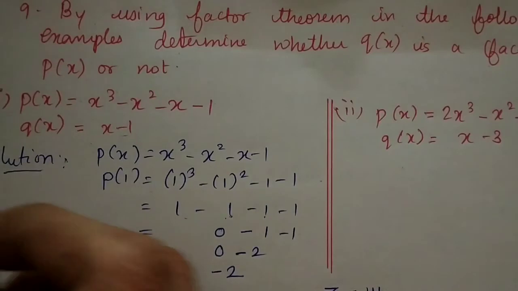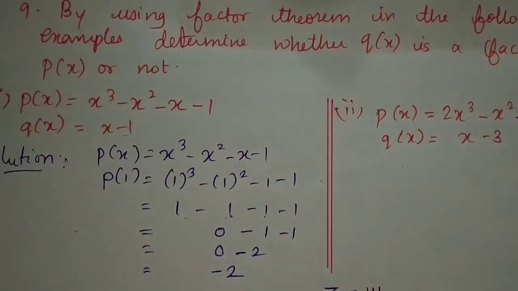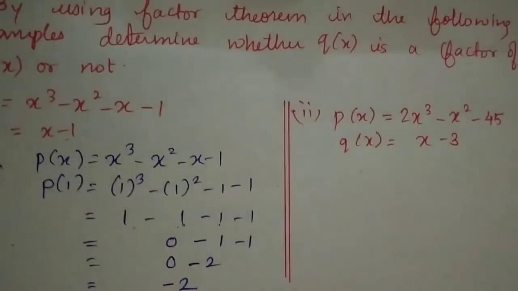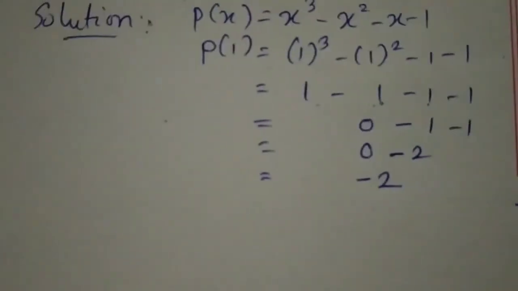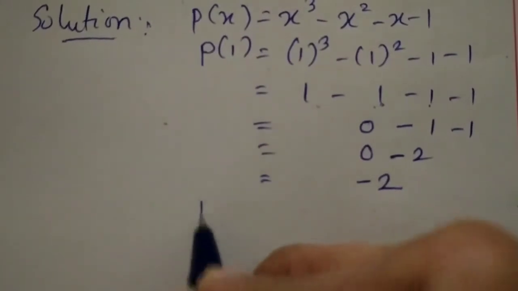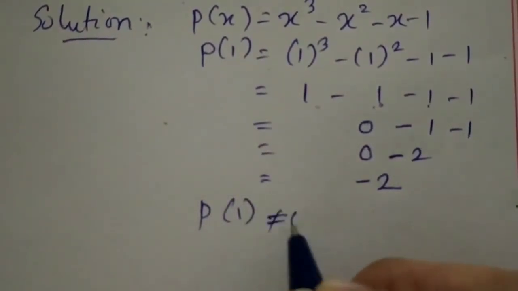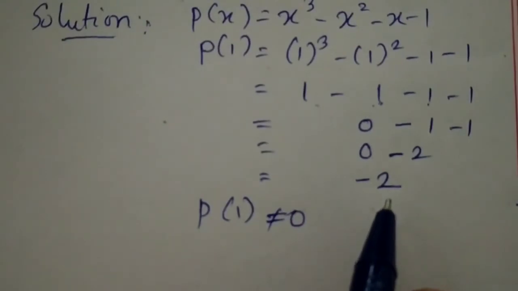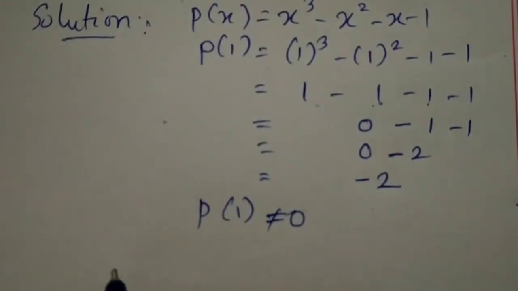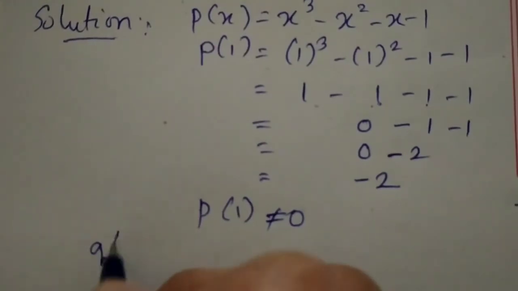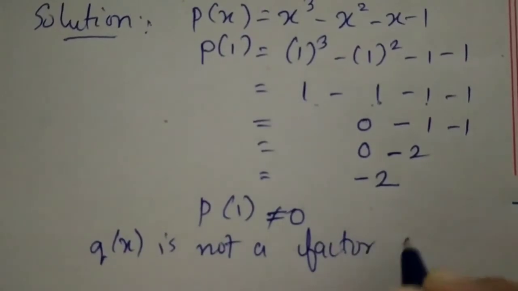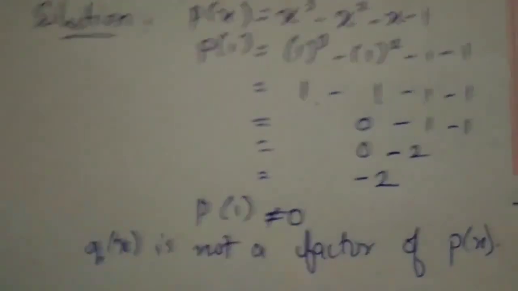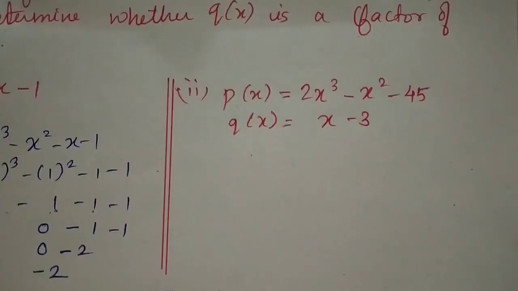Since minus 2 is not 0, we will say that since p of 1 is not equal to 0, we are not getting 0, right? Since it is not equal to 0, we'll say that q of x is not a factor of p of x. Okay, now let us move towards the second sub-question.